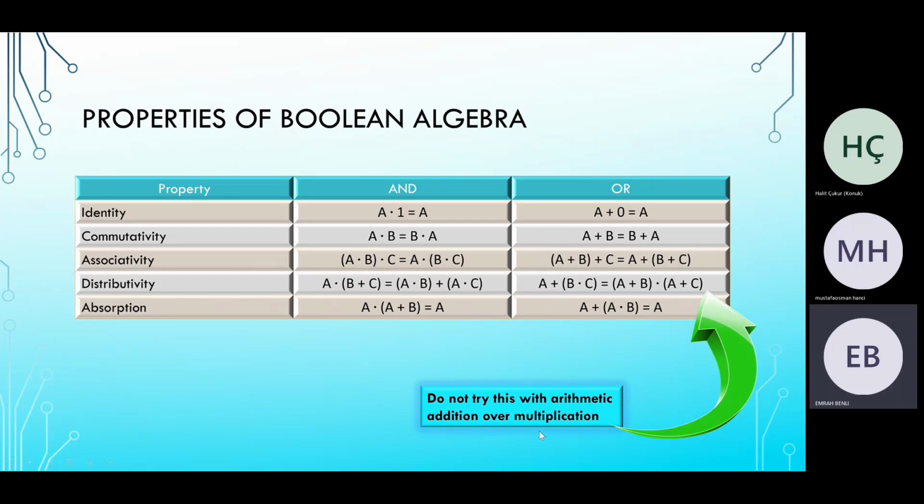Same here. If you give 1 to A, 1 plus anything will be 1, so it will be A. If you say that A is 0, 0 or 0 times anything will be 0, 0 or 0 will be 0, which is equal to A.